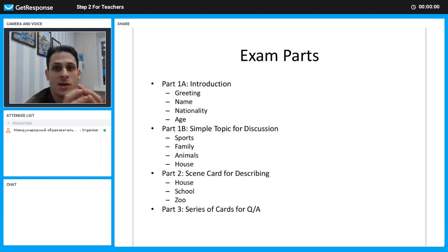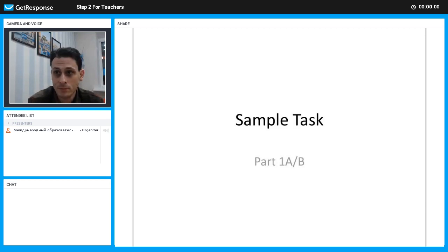Part 2 is a scene card. This is the longest task in the exam because the student is given a picture. It could be a picture of a house, a bedroom, a zoo, school, a sports ground, something familiar. And they have to describe what they see in it, its colors, the prepositions, and then there are follow-up questions about it. And part 3, probably the easiest part, is a series of cards where the student is asked questions and answers. So let's see some samples.